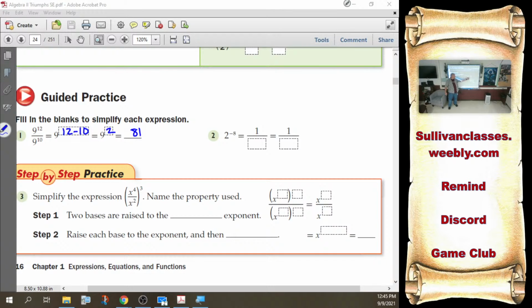Okay, over here, I see 2 to the negative 8th. Look at your rules. Go over there, look for a negative exponent. Rule number 5. Rule number 5 says, if I have a negative exponent, flip the switch. So now it's 1 over 2 to the 8th. Remember, when it flips downstairs, it loses the negative.